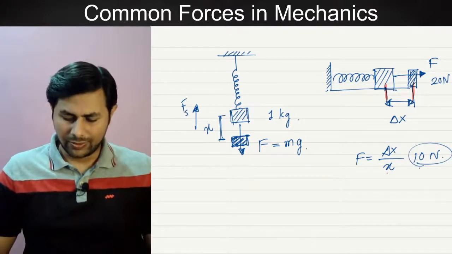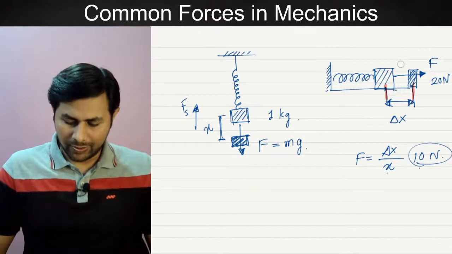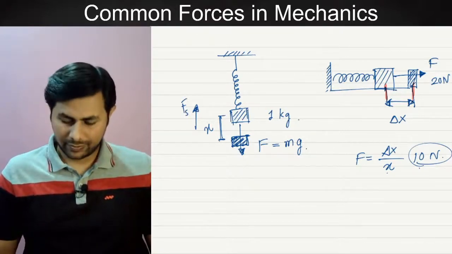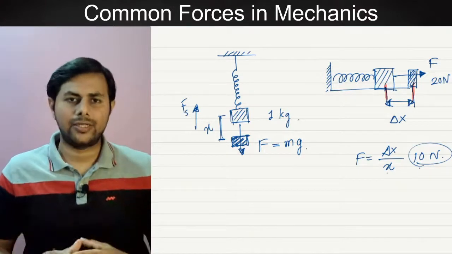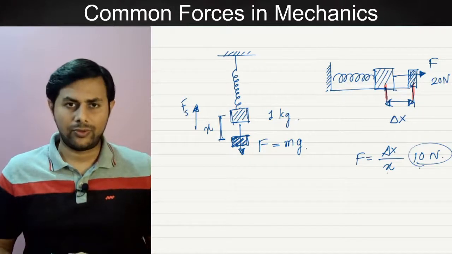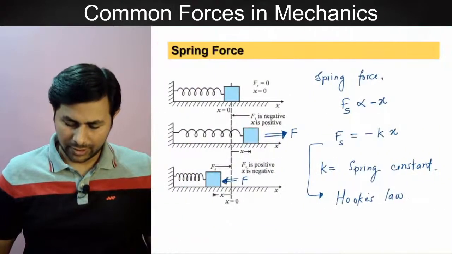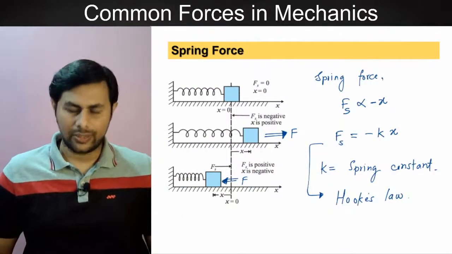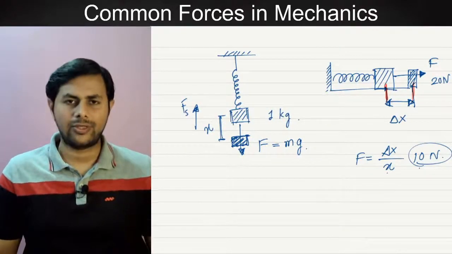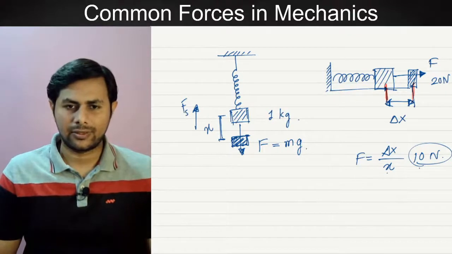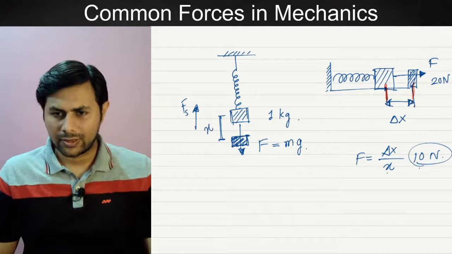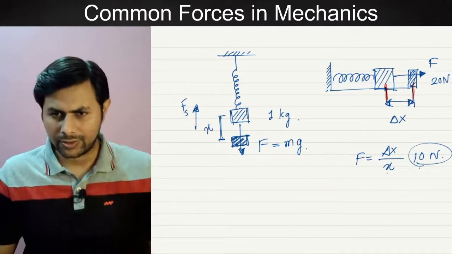Okay, so now if we exert some force like this, then we just have to measure the elongation in the spring, and now we know Hooke's law. It tells us F is equal to what? Minus k times x. So using Hooke's law we can find out this force exerted. Okay, so is this clear?